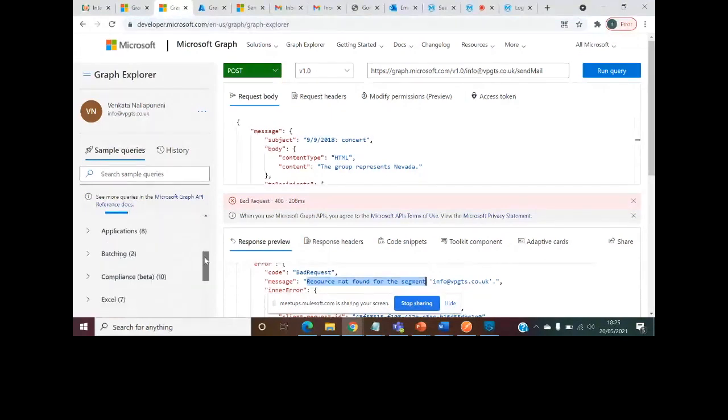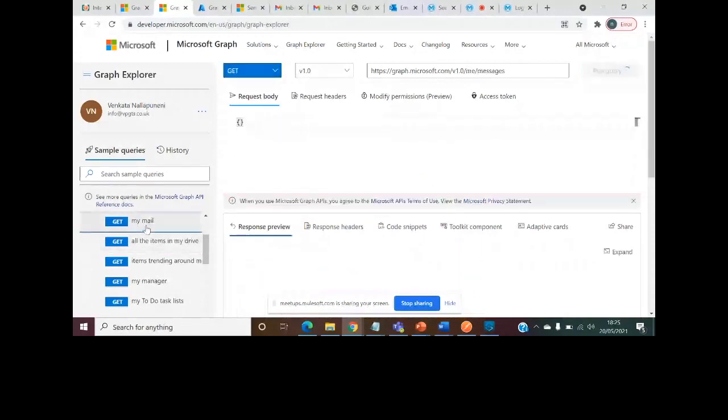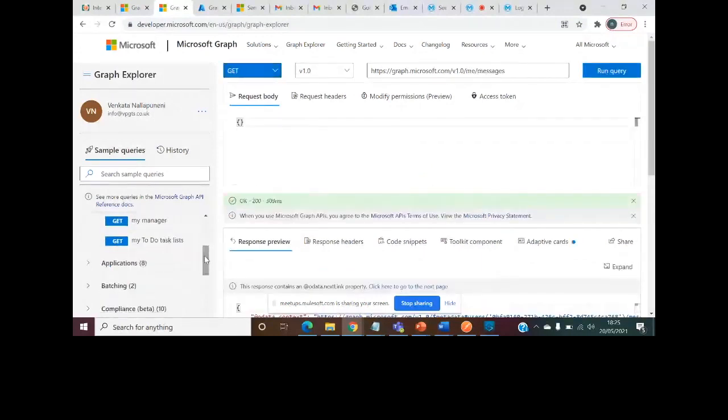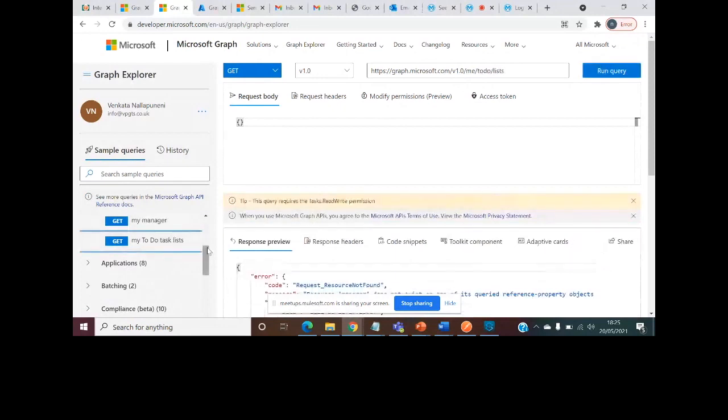We can use quite a few endpoints within them, like all items in my drive, get my mail, my manager, my to-do tasks, things like that. Really, they are quite handy.